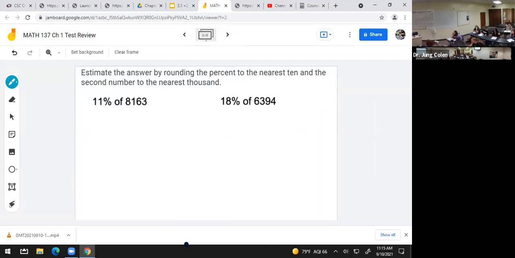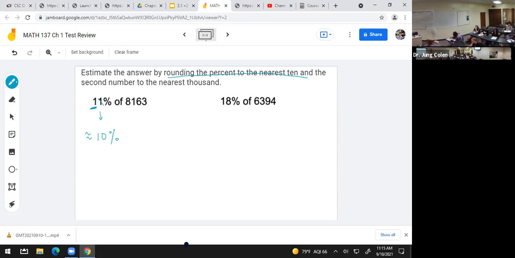Next one, we're going to estimate again. It says estimate the answer by rounding the percent to the nearest 10. So how do we change this percent? This is by ones, right? So you look at the percentage in the 10th place, and look at the next digit. It's smaller than 5, so we need to drop it. And that's about what percent? 10%. So we rounded the percent to the nearest 10.